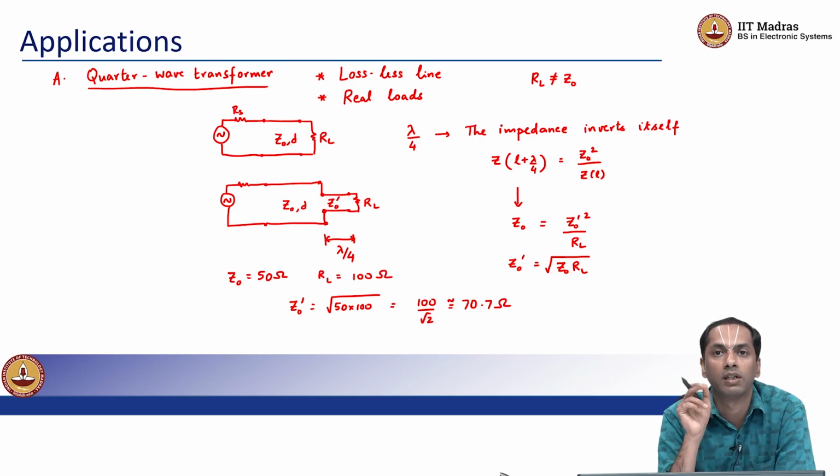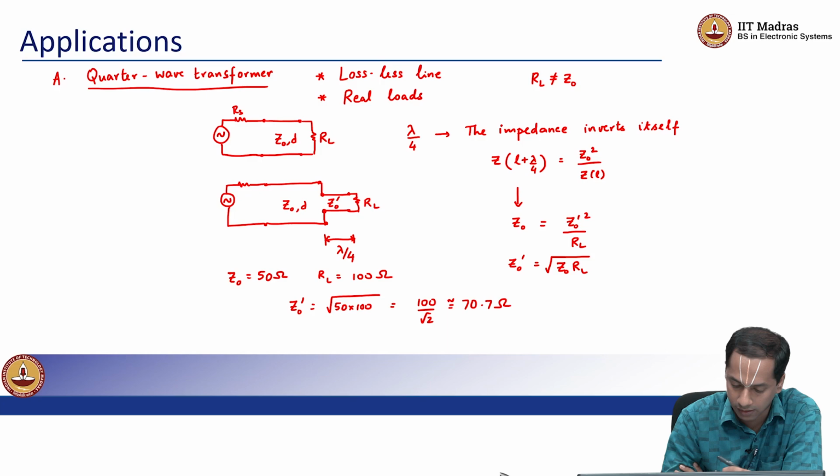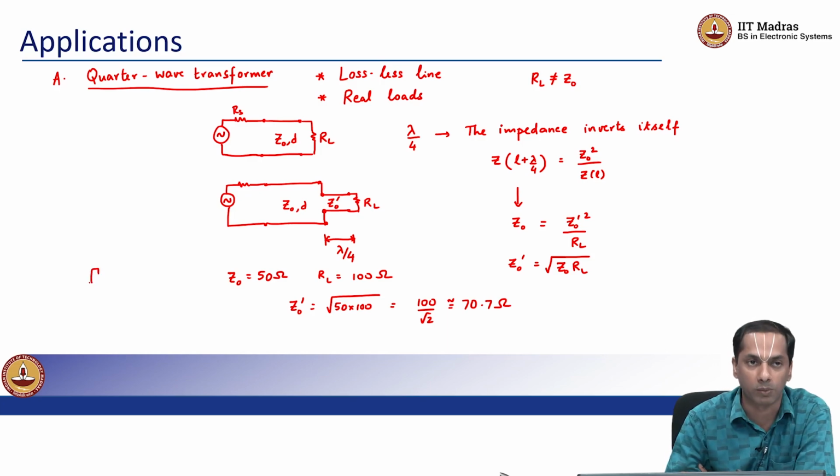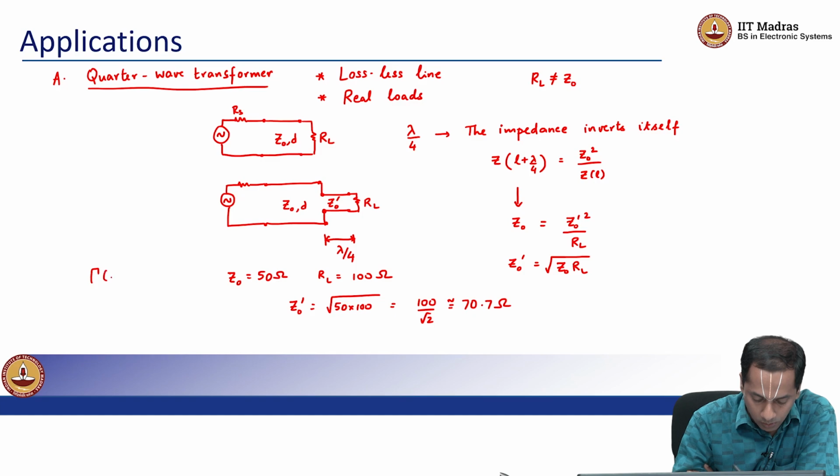So the original one, I had RL that is connected to Z0, and the reflection coefficient there would have been, right. So if I had not put this quarter wave transformer, so I am going to say without transformer, I am going to say QWT for short, okay.